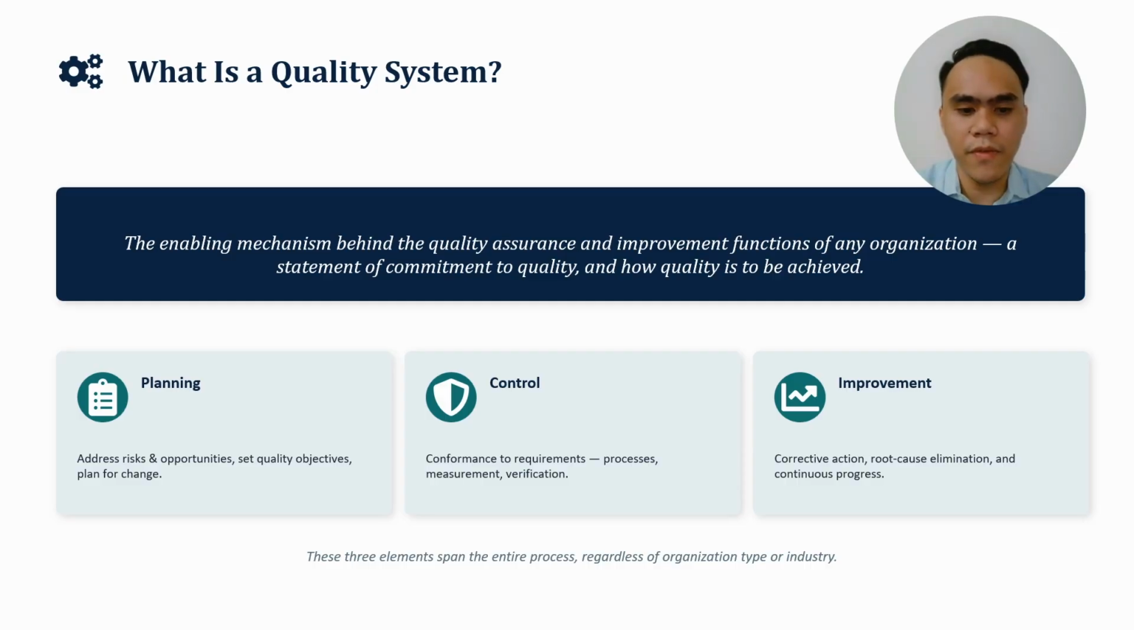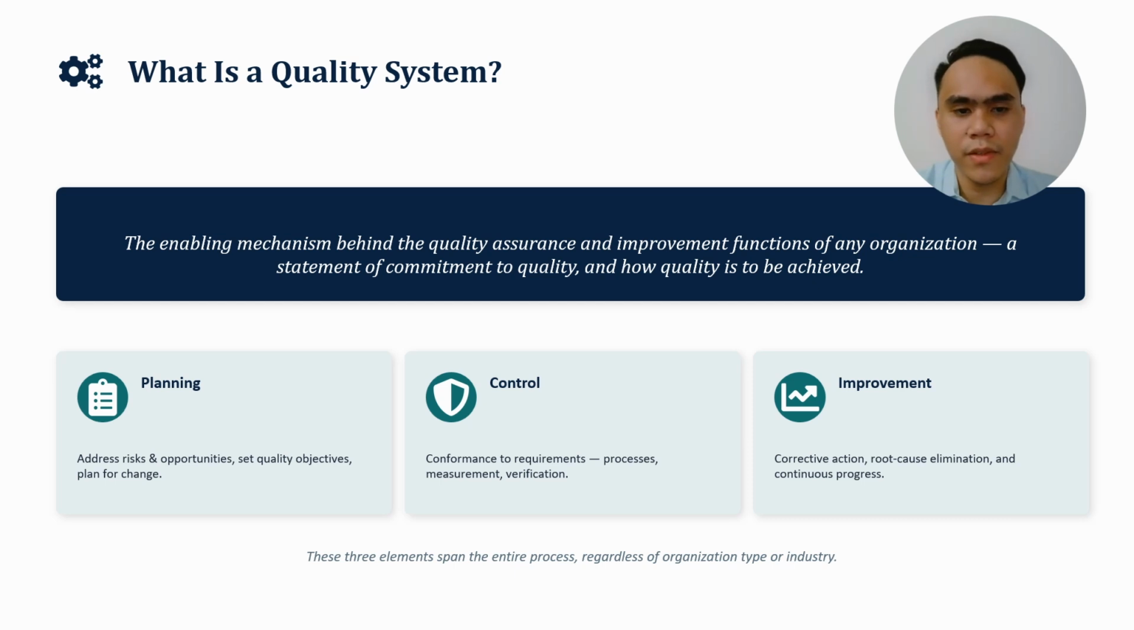So let's start with the definition on the screen, because everything in this chapter builds on it. A quality system is an enabling mechanism behind the quality assurance and improvement of any organization. It's a commitment to quality and it tells how quality is to be achieved. The term system implies, as I mentioned a while ago, elements, attributes, and relationships. So it's not one tool, but a coordinated whole.